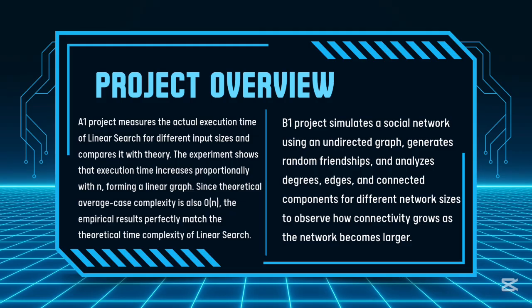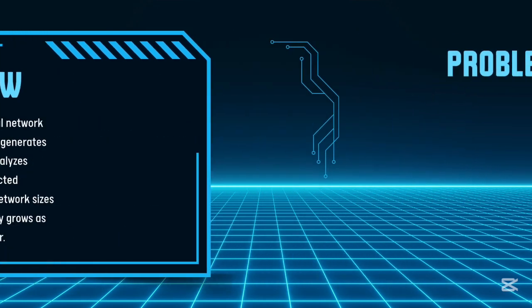O of n complexity. Part B simulates a social network using an undirected graph to analyze key graph properties like degrees, edges, and connected components as the network size grows.